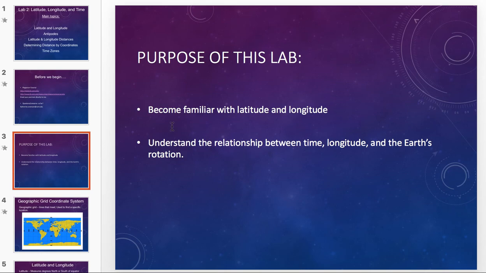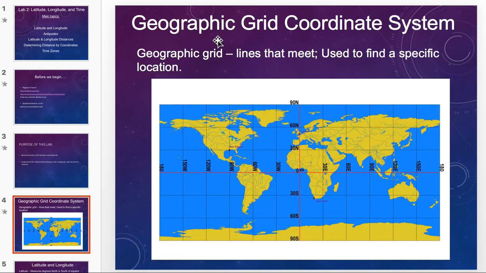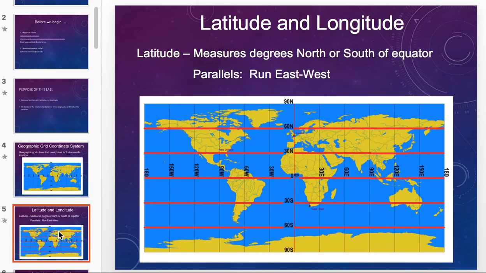Alright, so we've already listed this off. So, geographic grid coordinate system. This is a geographic grid. It's lines that meet, used to find a specific location. So here we have 0 degrees, and we are looking at latitude and longitude. Latitude measures degrees north or south of the equator. The equator is here, correct? And then it runs from east to west.